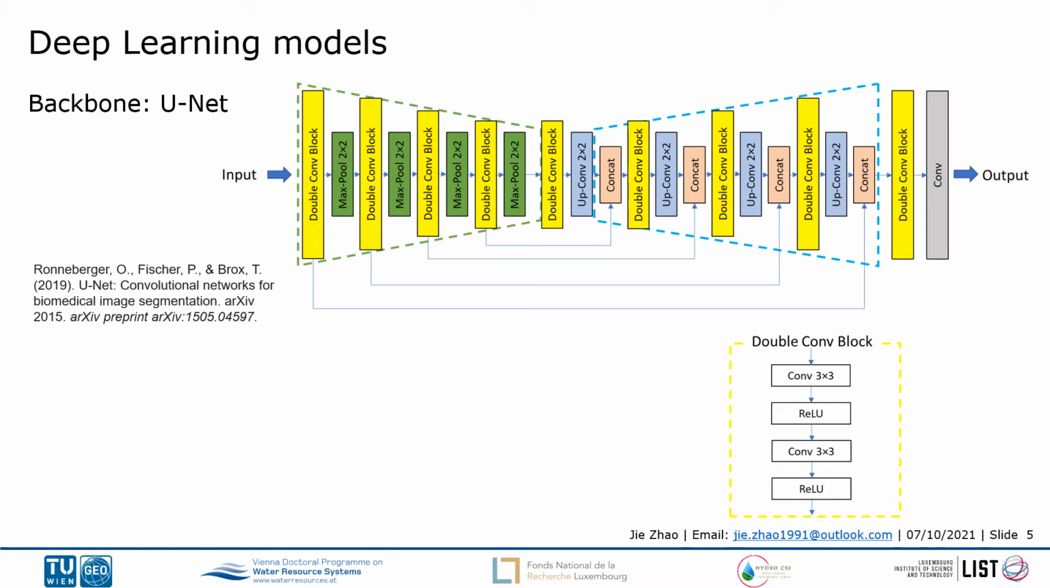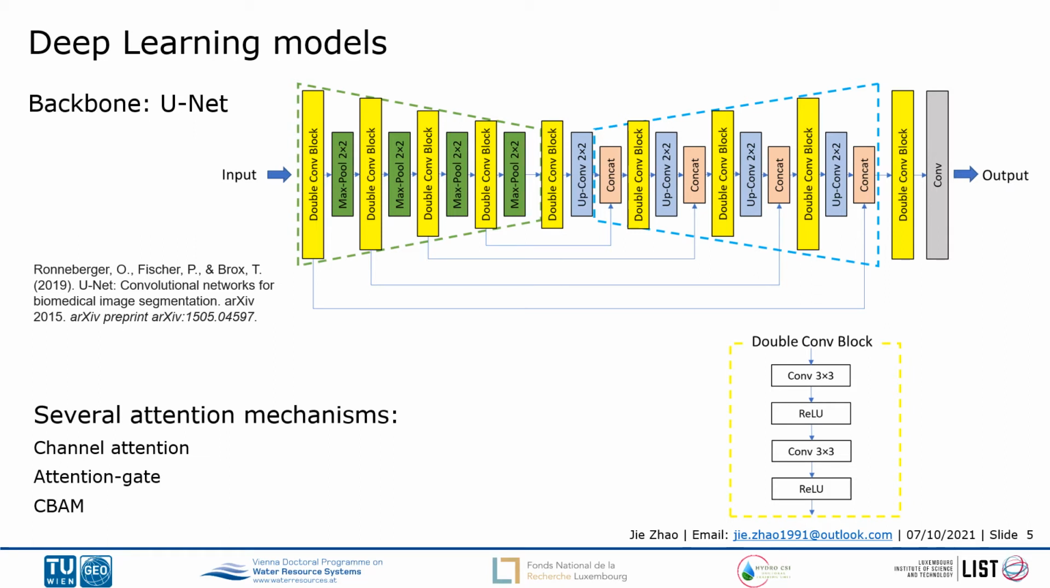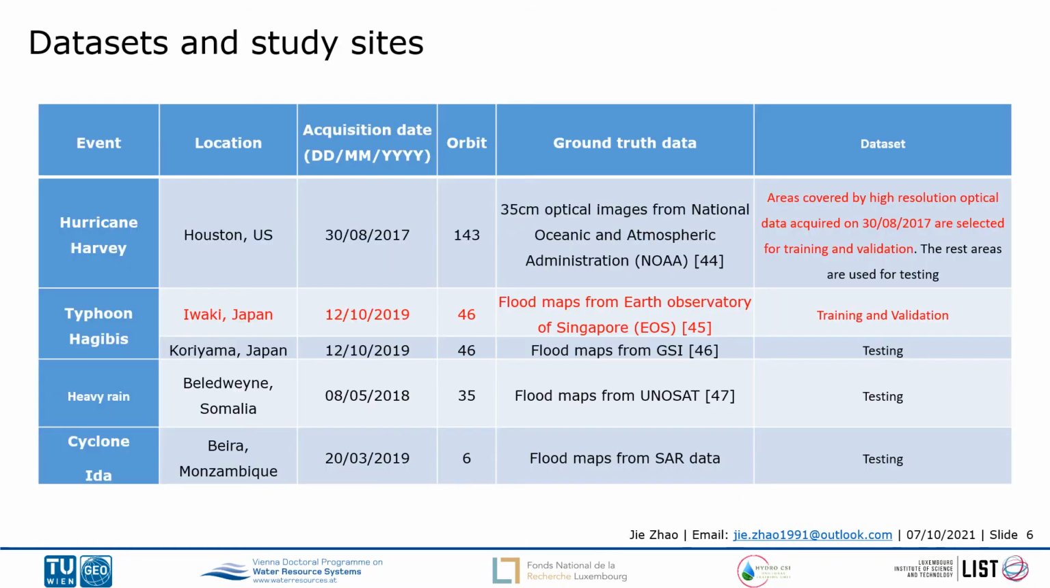In this case, we will try to use the channel attention module, the attention gate module, and also the CPAM attention module, all together with a UNet, in order to understand large-scale urban flood mapping using SAR data.